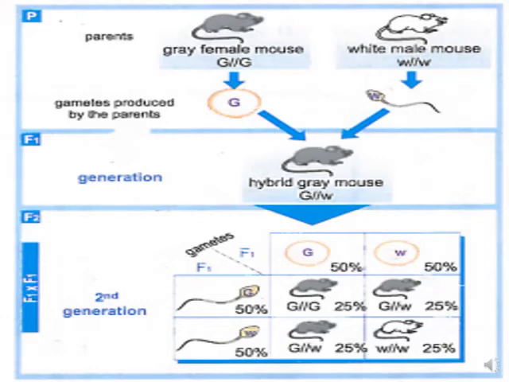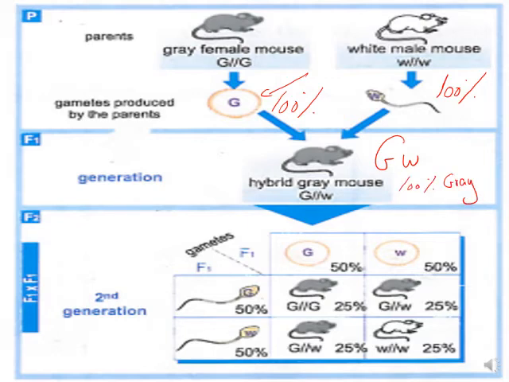So here we have the crossing between a gray female mouse and a white male mouse. The gray female mouse is pure, so we have only one type of gamete, which is G, representing 100%. Whereas the white represents W, which is 100%. The generation gives F1, which is hybrid, having genotype GW. So the gray is dominant and the white is recessive. So 100% are gray.